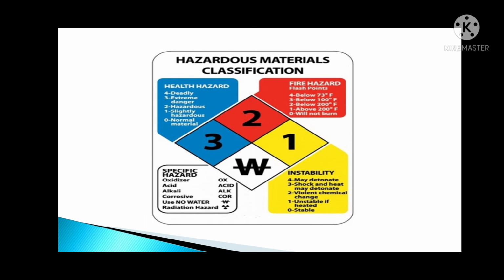In the laboratory, we also have hazardous materials classification. 1 is colored yellow and labeled instability. 2 is colored red for fire hazard. 3 is colored blue for health hazard, while the use no water sign is colored white, which indicates specific hazards. So I want you all to memorize and familiarize this diagram, as well as the scoring.